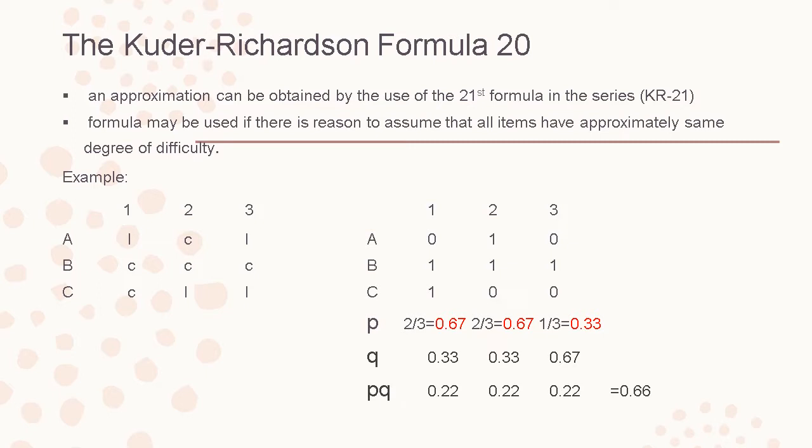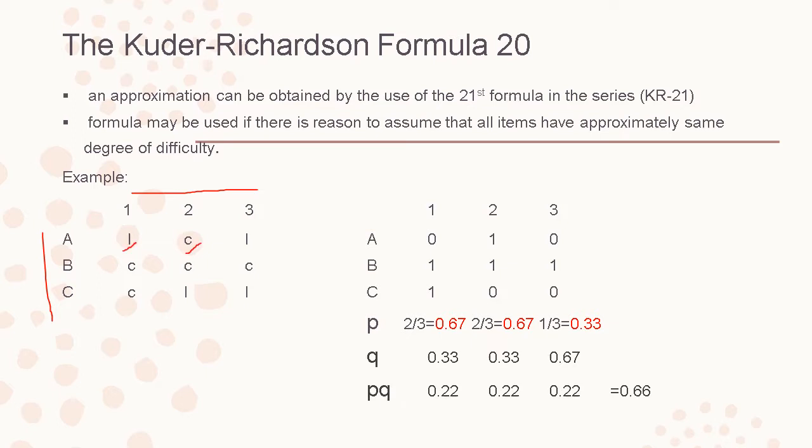An approximation can be obtained by the use of the 21st formula in the series, KR21. This formula may be used if there is reason to assume that all items have approximately the same degree of difficulty. For example, we have here 3 students who answered 3 questions. These questions are dichotomous. For example, these questions are graded whether they are incorrect or correct.